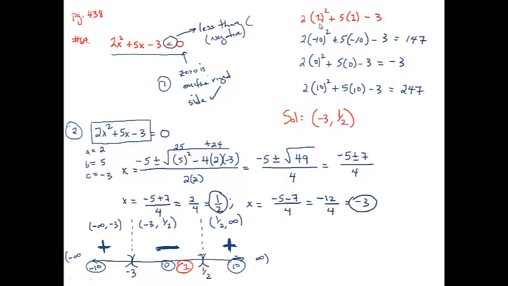Okay, let's make sure that works. Oh shoot, 1 is not inside that interval. Let's try again. What is a number that's inside the interval? Well, the interval is negative 3 to a half, so how about negative 1? Let's plug negative 1 in. So 2 times negative 1 squared plus 5 times negative 1 minus 3. Well, what is that? That's 2, negative 3, there we go, negative 6, which means it's still negative.